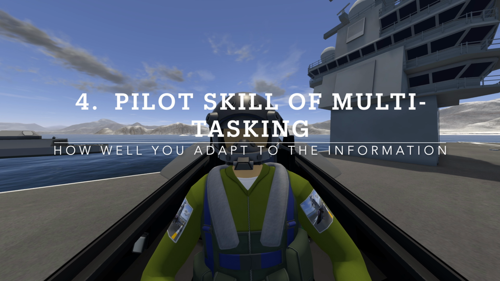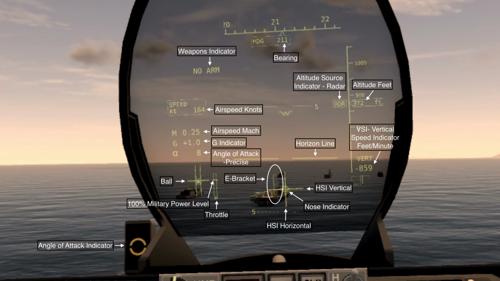Number 4, pilot skill. Your ability to manage this information will determine your success in landing on a carrier. With the E-bracket vertically aligned with the nose indicator, you will ensure the correct airspeed and angle of attack for landing. By keeping both the ILS needles centered on the HSI, you will fly the correct glide slope and achieve a successful landing. With practice, you will become proficient in managing this information, a skill that can be applied to all other aircraft to achieve similar results on land or sea.